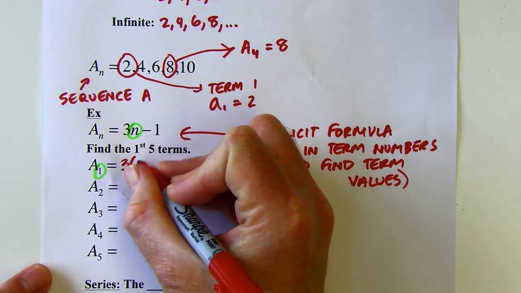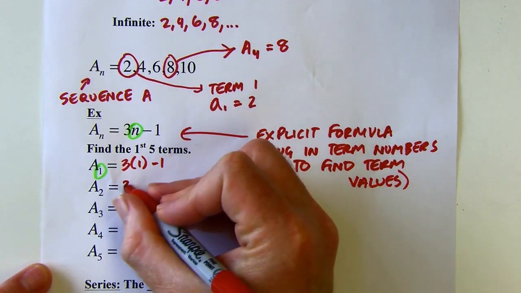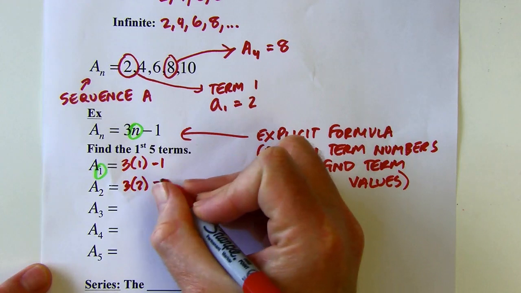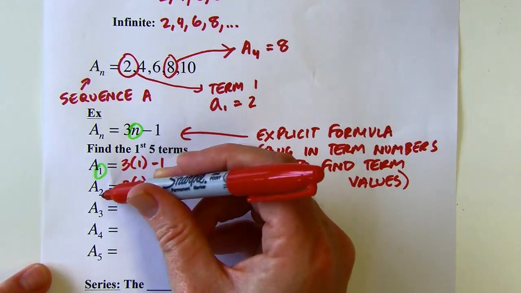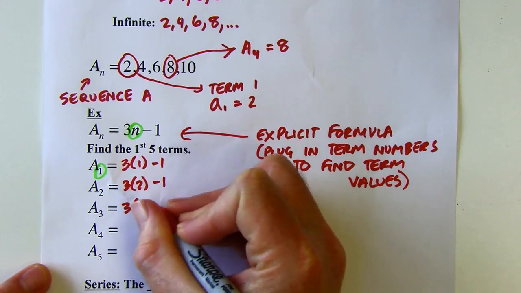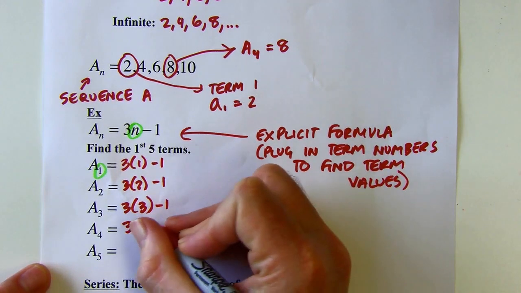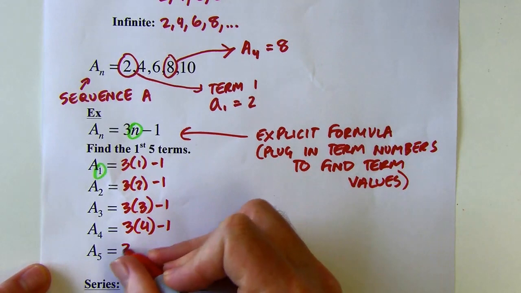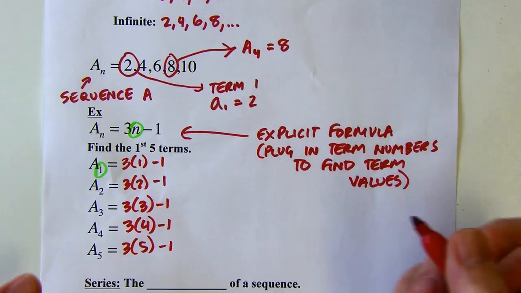So I have 3 times 1 minus 1. On the next one, it's going to be 3 times 2 minus 1. It's always going to be 3 times something minus 1. The something is whatever the term number is. So you can use the term number to generate the value of the different terms. So the only thing that's changing here is what's in the parentheses, and I'm just putting in whatever term number I'm on. Okay, and then I would want to simplify these.